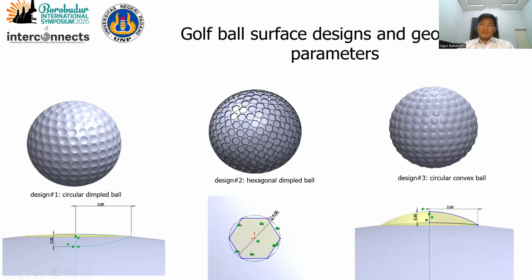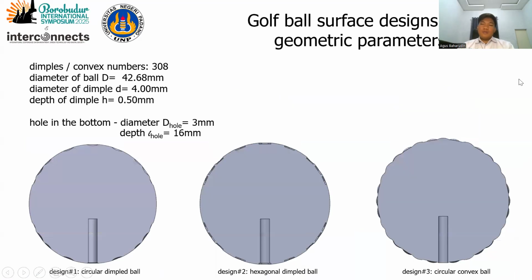As you can see in the slide, these are the golf ball designs that will be used in this research. The first is the baseline, or circle dimple pattern. The second is the hexagonal dimple ball, and the third is the circular convex ball. The number of dimples used in all of the different dimple patterns is about 308, and all of the parameters are the same for the three different dimple patterns.